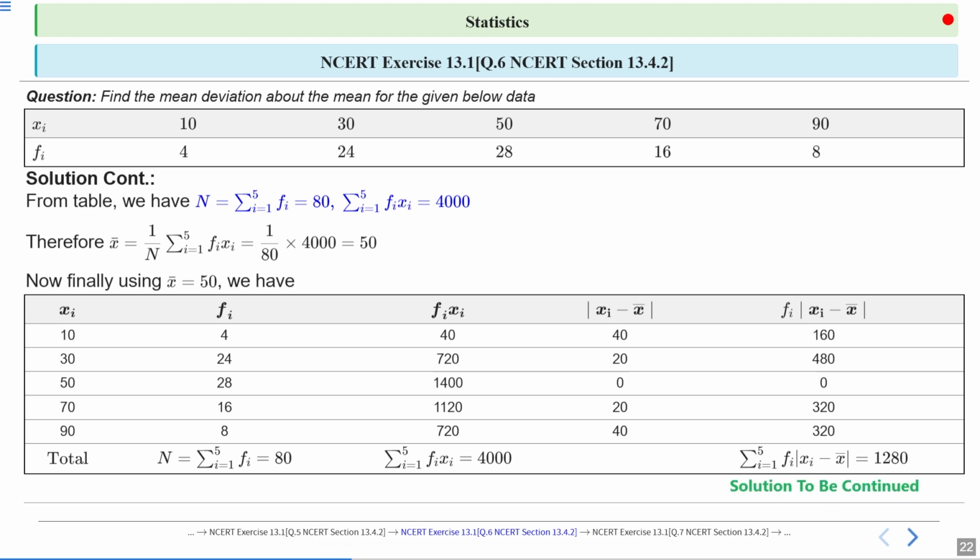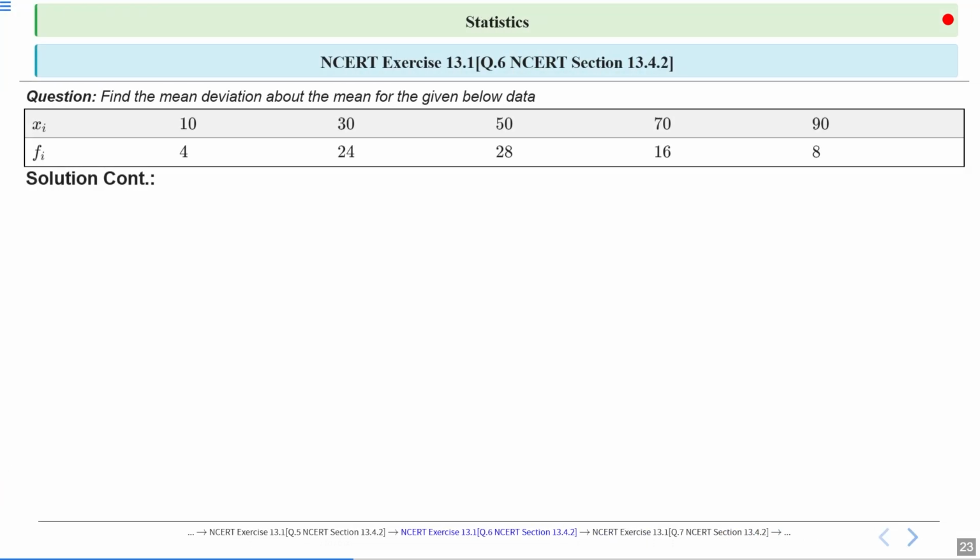After we add up all the data, we get n equal to 80. Summation fi xi, i equal to 1 to 5, is 4000, and summation i equal to 1 to 5 fi multiplied with absolute value of xi minus x bar is 1280. From the table, we have n equal to summation fi is 80, and summation fi multiplied with absolute value of xi minus x bar is 1280.